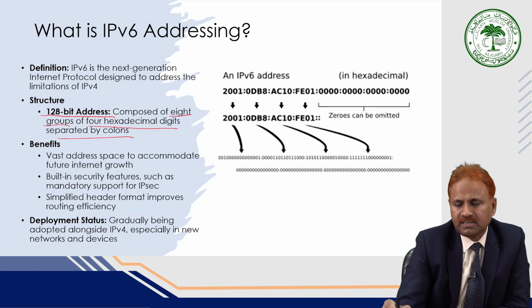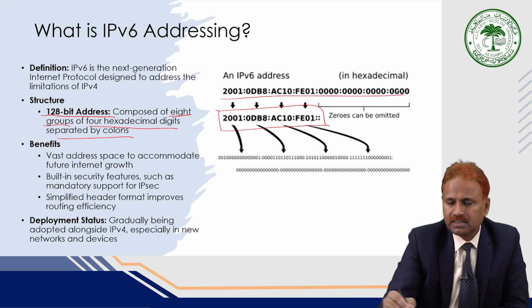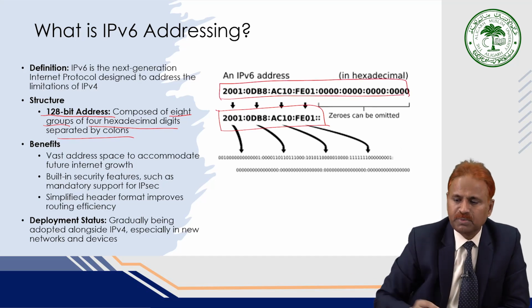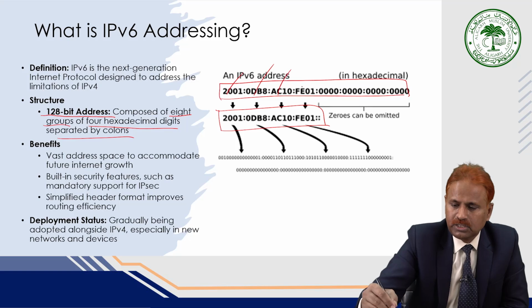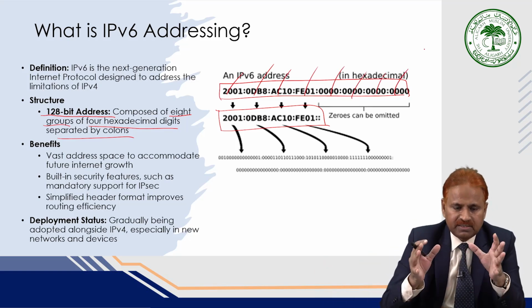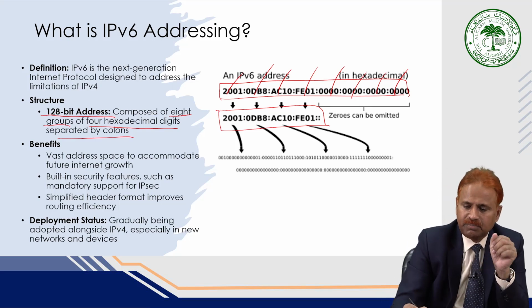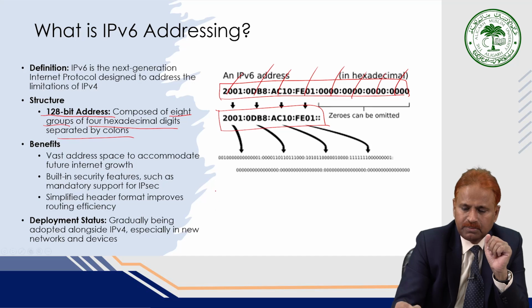So they are represented in this way. It is easier for human beings to represent these numbers. You just see here. This is the hexadecimal IP address format basically. So 1, 2, 3, 4, 5, 6, 7 and 8. So 8 groups of 4 hexadecimal numbers are there.